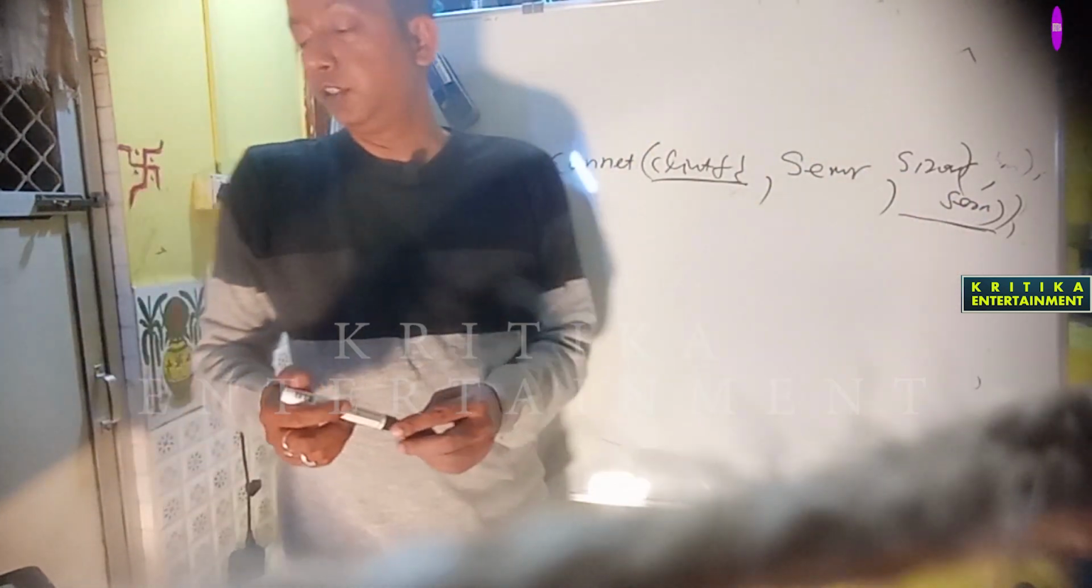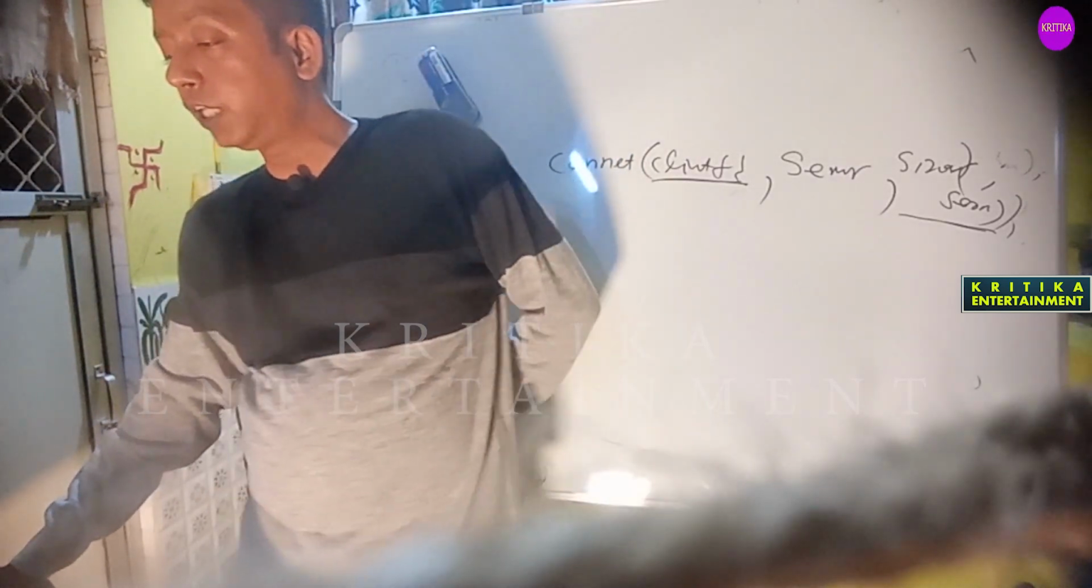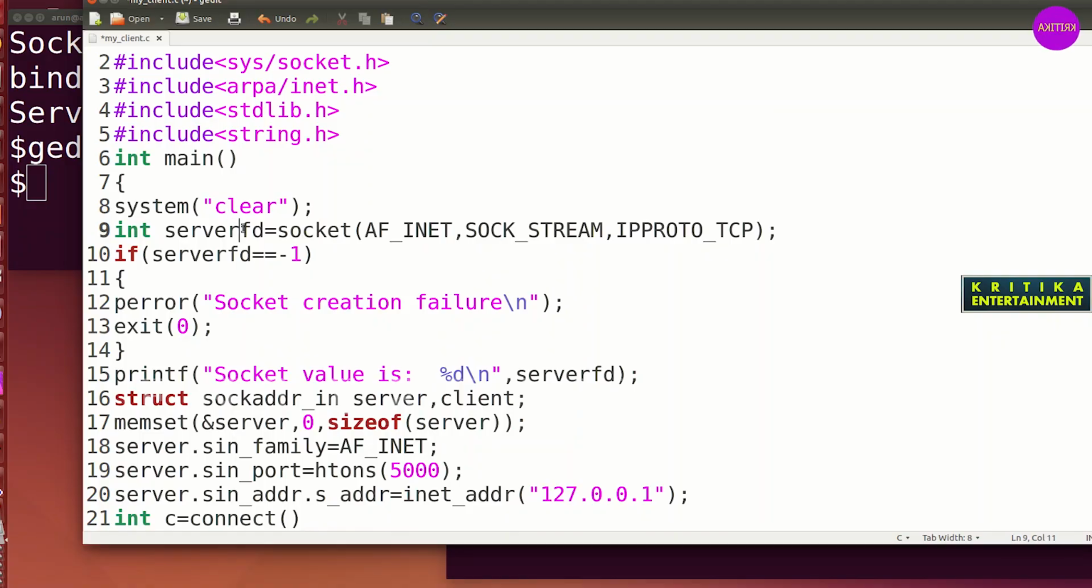Then how to write this? You will see here, connect. So I will just change it here: instead of server FD, this is the client machine, so here I use the client FD. Okay, client FD. This is the client machine, so here you write the client FD. Then no need to declare it, it is the client itself. So no need to declare the client.